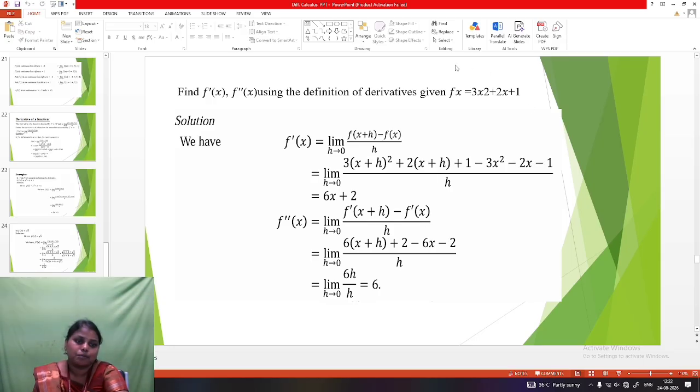Third one is also the same format. F of x equals 3x square plus 2x plus 1. Same concept: apply the x plus h format. Next, simplifying. The final answer is 6x plus 2. F dash value is the first one, f double dash value is the second one. For the double dash value, derivative values: 6 into x plus h plus 2 minus 6x minus 2, divided by h. The answer is again 6. F dash of x is 6x plus 2, f double dash is 6.